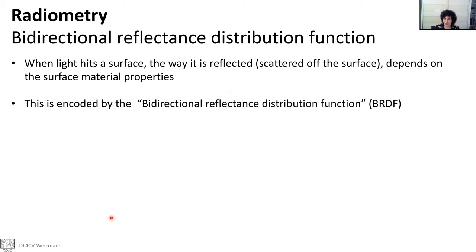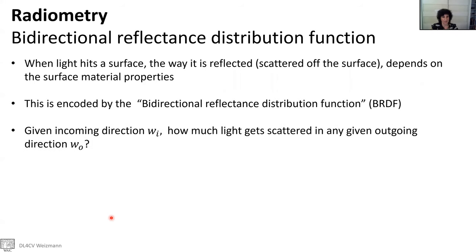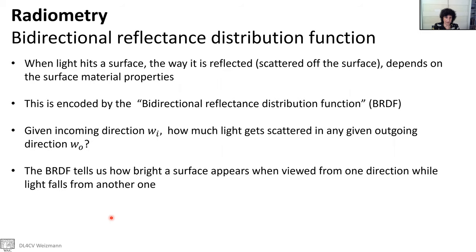All the idea of materials is encoded by some function which is called the bidirectional reflectance distribution function, or in short, BRDF. And the BRDF answers the following question. Given incoming direction wi, how much light gets scattered in any given outgoing direction, wo, okay? So the BRDF tells us how bright a surface appears when viewed from one direction while light flows from another one, okay? I'm looking from a certain direction, and I have light from the other direction, how does it look, okay?